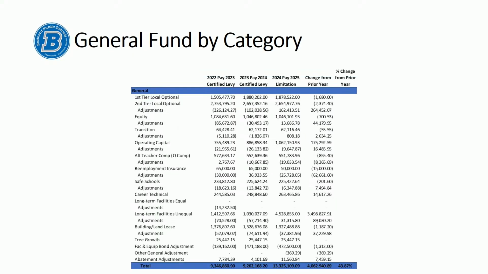Then this is a breakdown of what is in the general fund. It goes into detail of, for example, safe schools and operating capital; all of those have components on the levy. And it is up 43.87% due to the addition of the alt facilities funding. You'll see that in the long-term facilities unequalized line. It goes from about 1 million to 4.5 million.